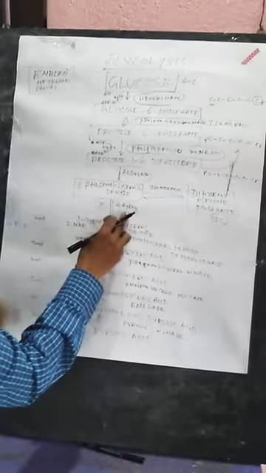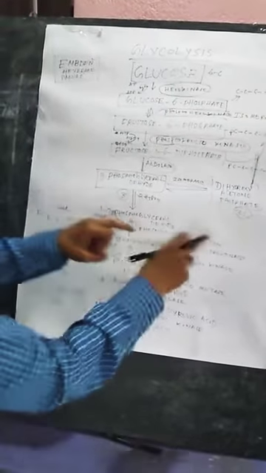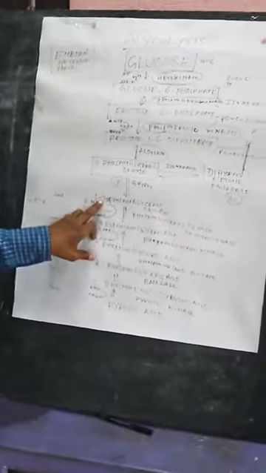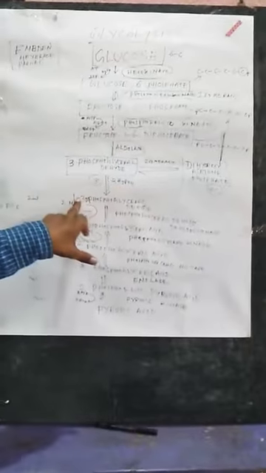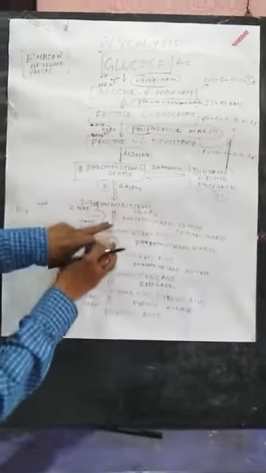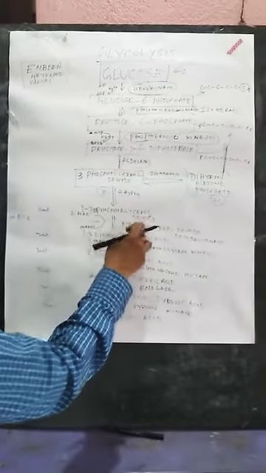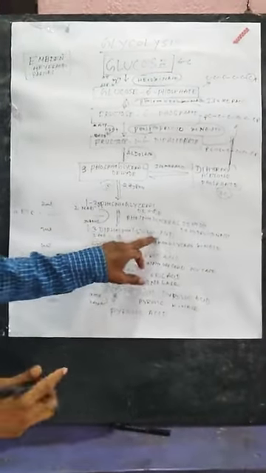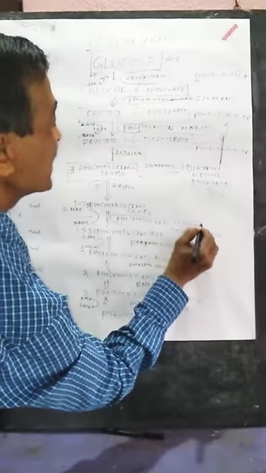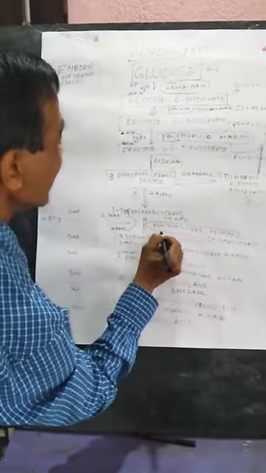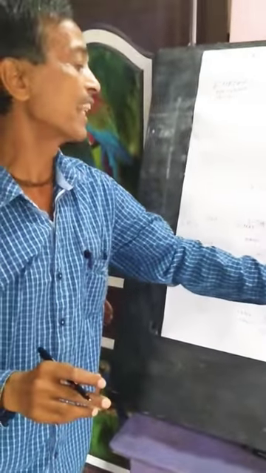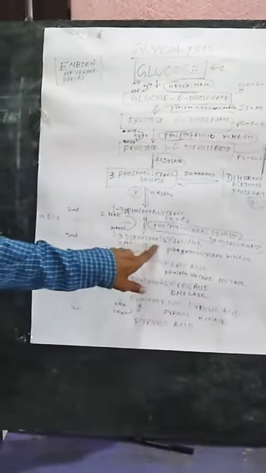Then again 3-phosphoglyceraldehyde gets another phosphate, giving 1,3-diphosphoglyceraldehyde. So here the phosphate is at 3 carbon, and again a phosphate, so again 1,3 diphosphate. Here the enzyme 1,3-diphosphoglyceraldehyde is converted into 1,3-diphosphoglyceric acid in the presence of the enzyme phosphoglyceraldehyde dehydrogenase.